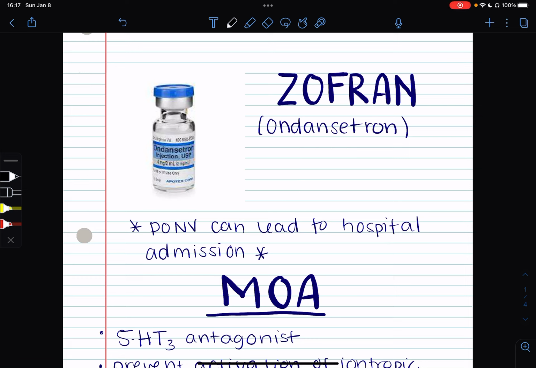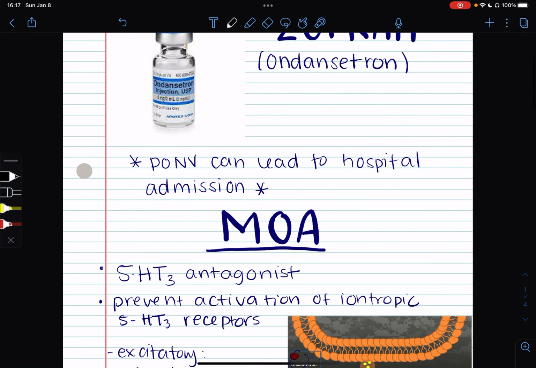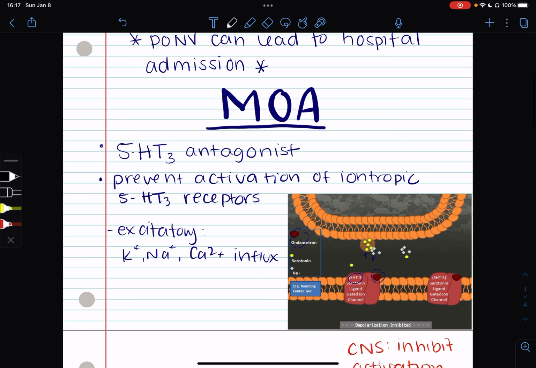This evening we'll be discussing Zofran, also known as Ondansetron. Quick note here, post-op nausea and vomiting is one of the leading causes of a hospital admission after getting a surgery. So it's really important that we as anesthesia providers prevent that from happening by giving the patient the proper medications. So, mechanism of action of Zofran, it is a 5-HT3 antagonist.